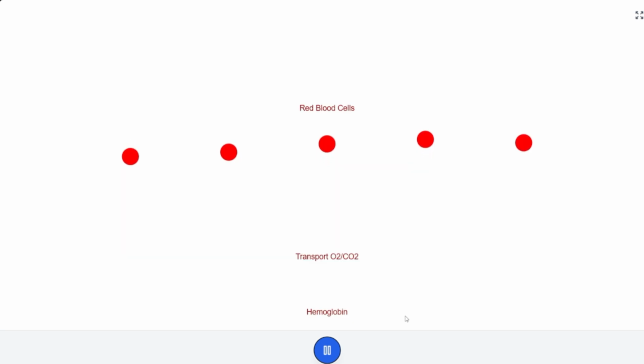The solid part of blood is made of 3 types of cells. First, red blood cells, or erythrocytes. These disc-shaped, non-nucleated cells are crucial for transporting oxygen and carbon dioxide. They contain hemoglobin, the red pigment that carries oxygen.